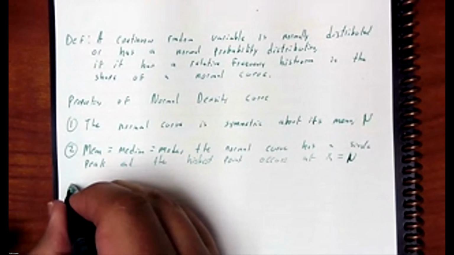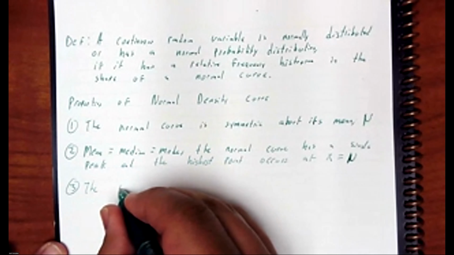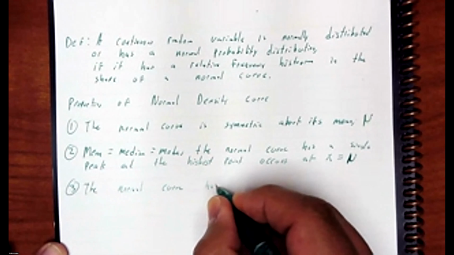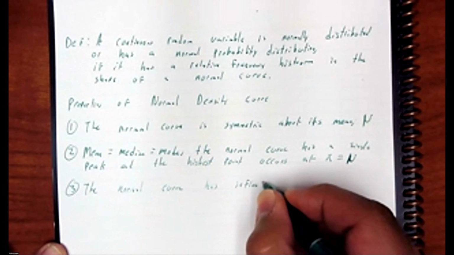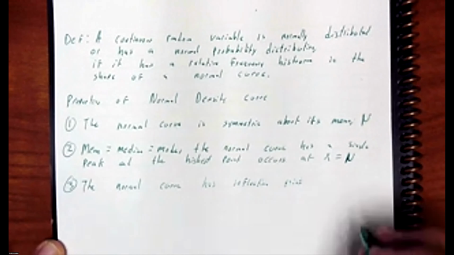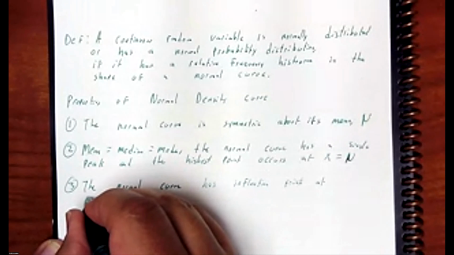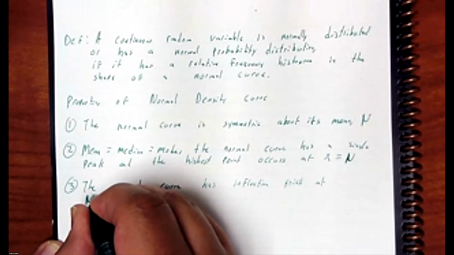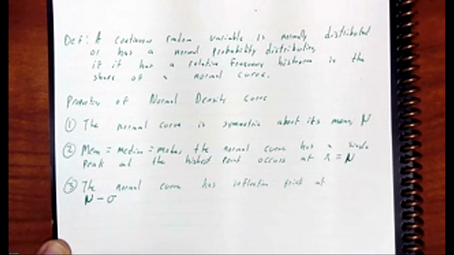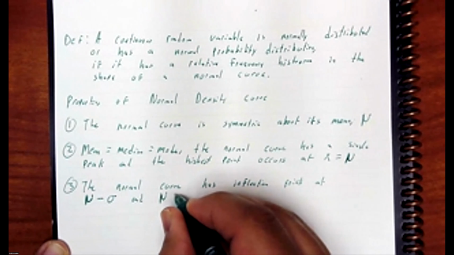Number 3. The normal curve has inflection points at mu minus sigma, lowercase sigma, and mu plus sigma.